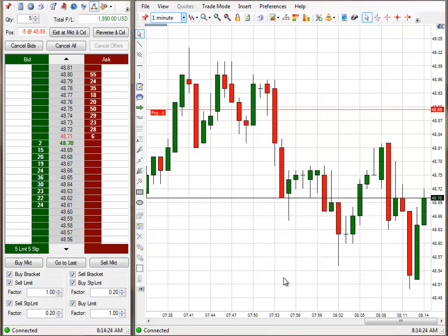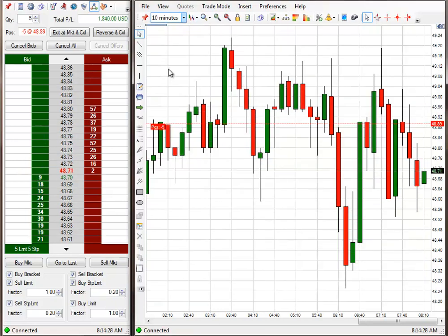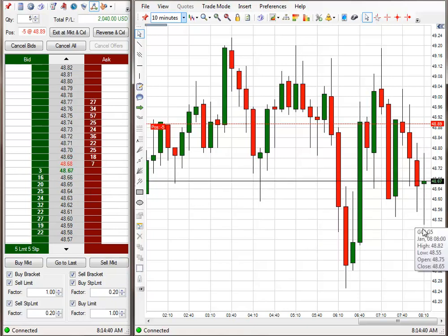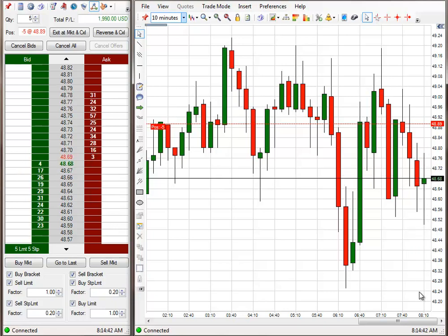Boy, this thing is choppy. Take a look at the 10-minute. It's just chopping up and down. Really, really choppy here. But hopefully, it'll get through with this chop, and it'll eventually come down here and break below this low and hit my exit of 19 for 70 ticks. There's no guarantee of that. But the mathematics is in my favor.